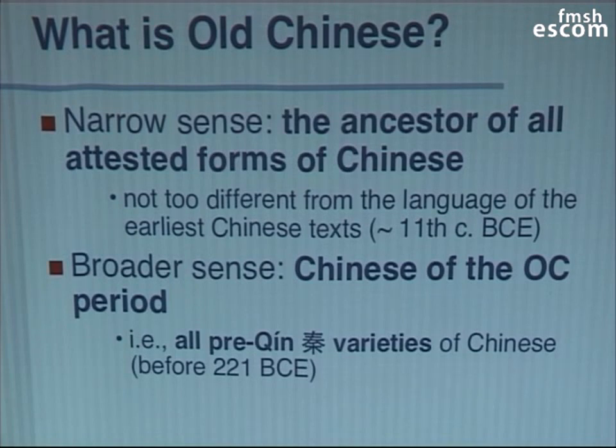But in a broader sense, you can think of Old Chinese as the Chinese of the Old Chinese period, which you can more or less arbitrarily say is the pre-Qin period before the unification of China in 221. So we would really like to describe everything that happens in that time interval, so that'll show you how ambitious we are. Next question, what is a reconstruction anyway?